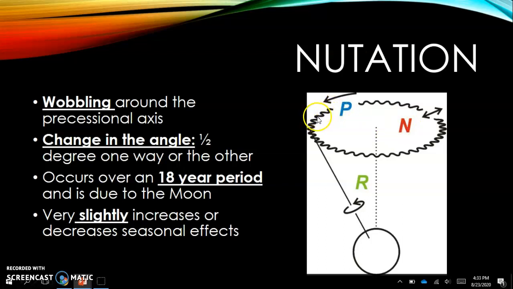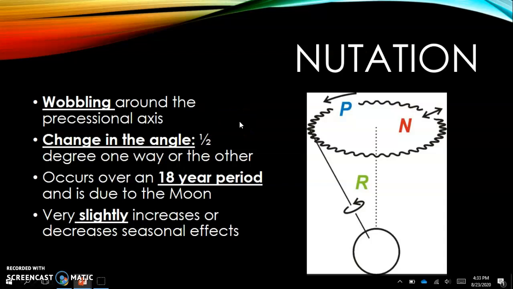So when the precession happens and the axis is swinging around, it's not doing so in a fluid, perfect circle, all right? It's wobbling back and forth, right? It's wobbling on its axis. And basically, this just results in a change in the angle, so a ½ degree one way or the other.